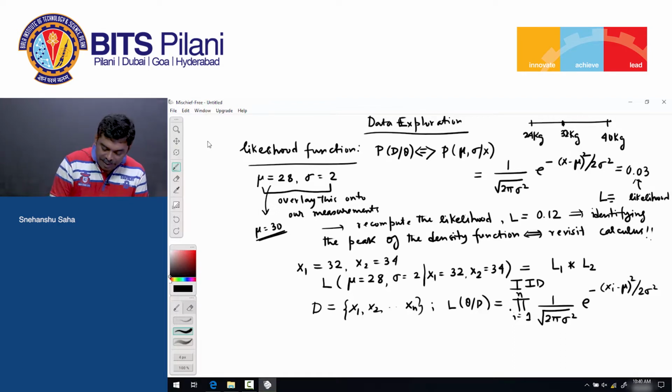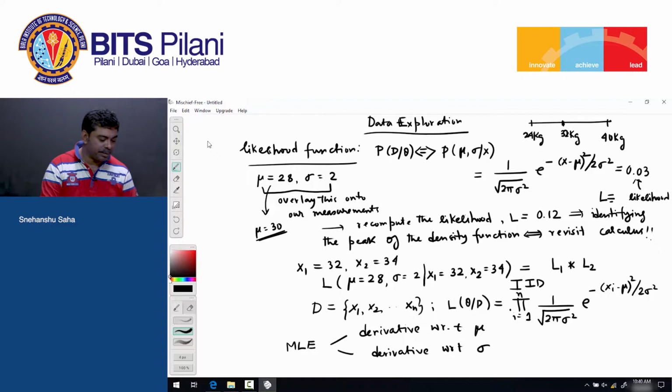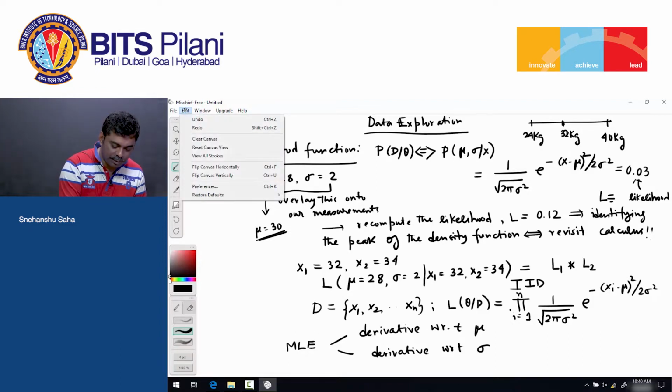So what is the MLE estimation then? As I said, we have to revisit calculus. There is a derivative with respect to mu and a derivative with respect to sigma, and we have to do this calculation separately. When we do this for mu, we keep the sigma constant. When we do this for sigma, we keep the mu constant. So let's go ahead and do that.